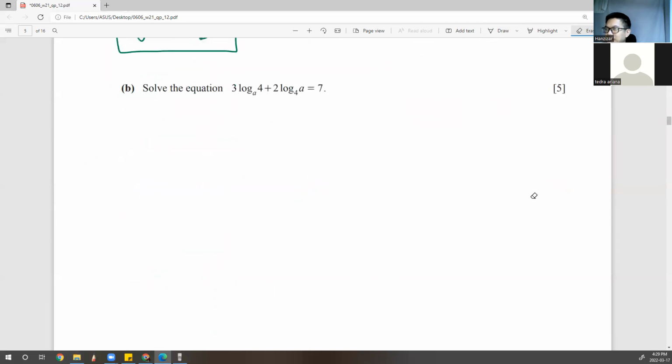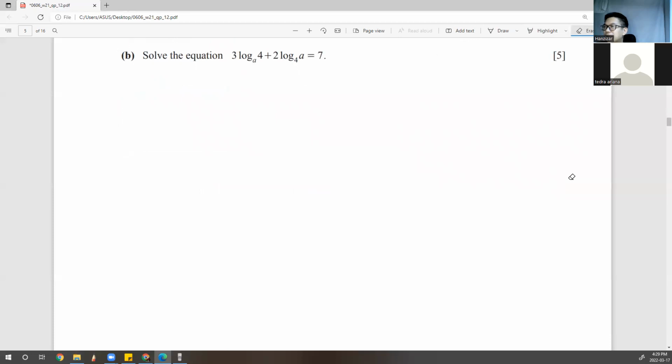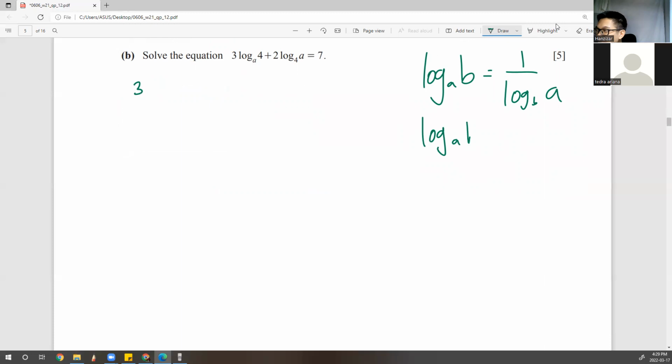Now, solve the equation. Again, we have log_a 4 and log_4 a. It's switched. We have the rule again: log_a b equals 1 over log_b a. So you can choose either one, whichever one you want to make 1 over. In my opinion, you can choose any. Log_a of b can be written as log b over log a, but I think this is harder, so we just ignore that.